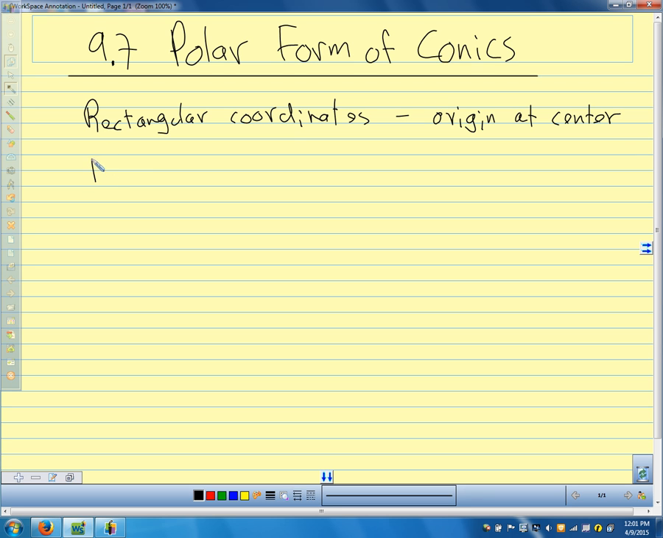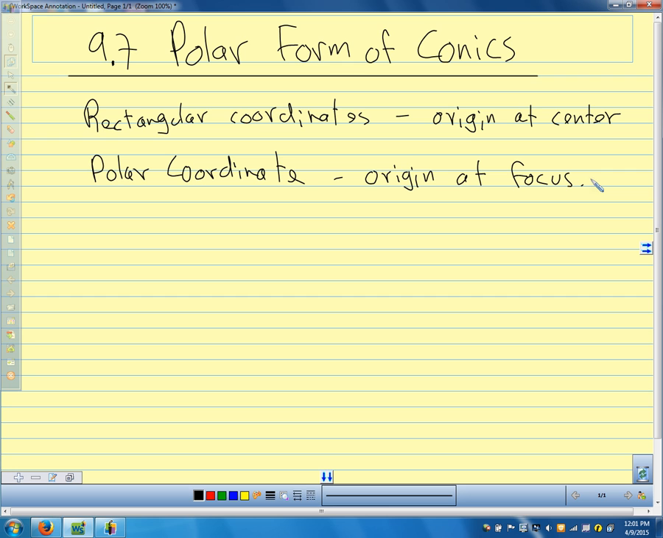For polar coordinates, things work out really nicely. If we put a focus at the origin, so the origin is at the focus. So all of the conic sections that we talk about today, one of the foci, we're talking about ellipse or hyperbola, is going to be at the origin. For a parabola, the focus is going to be at the origin. So that makes our equations in polar coordinates work out really nicely.